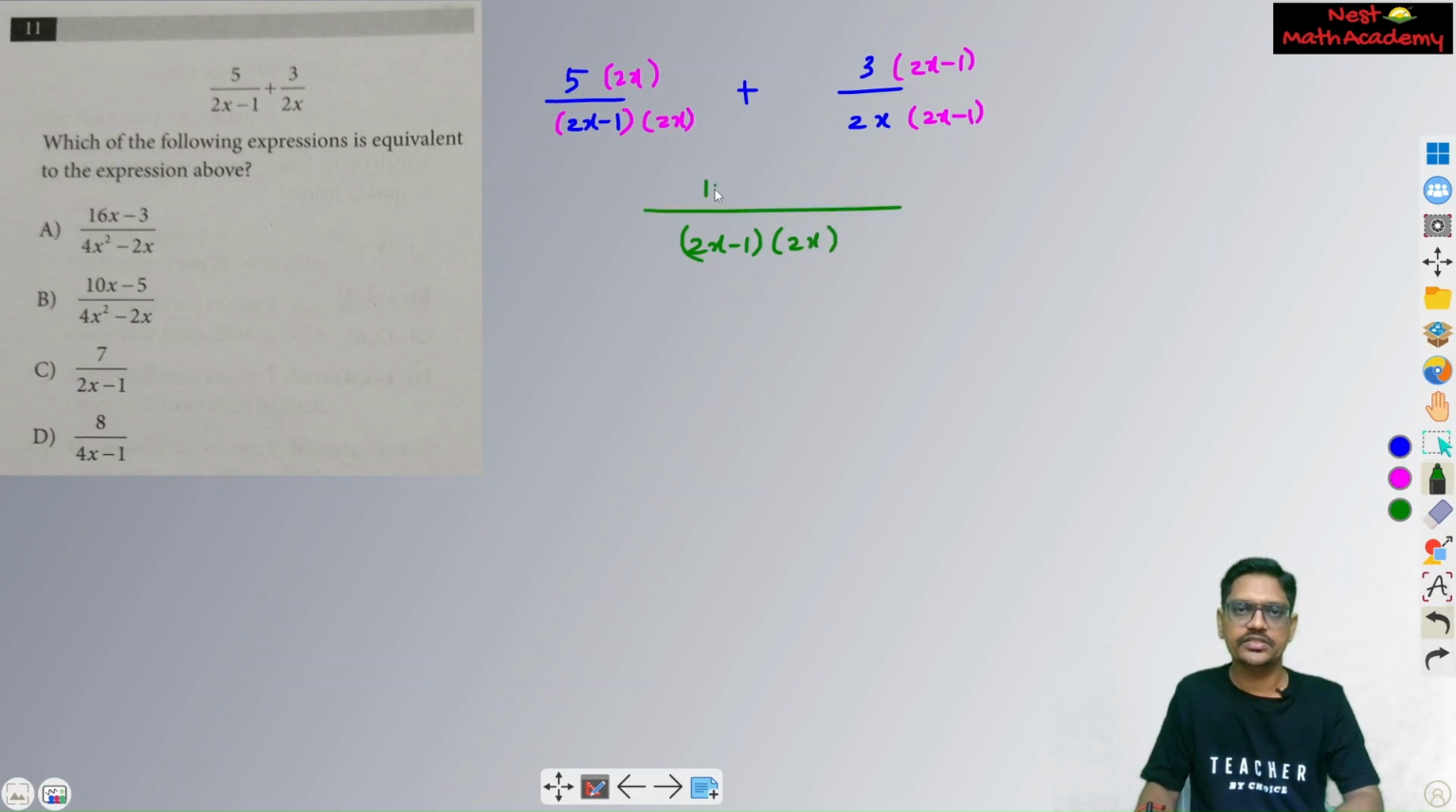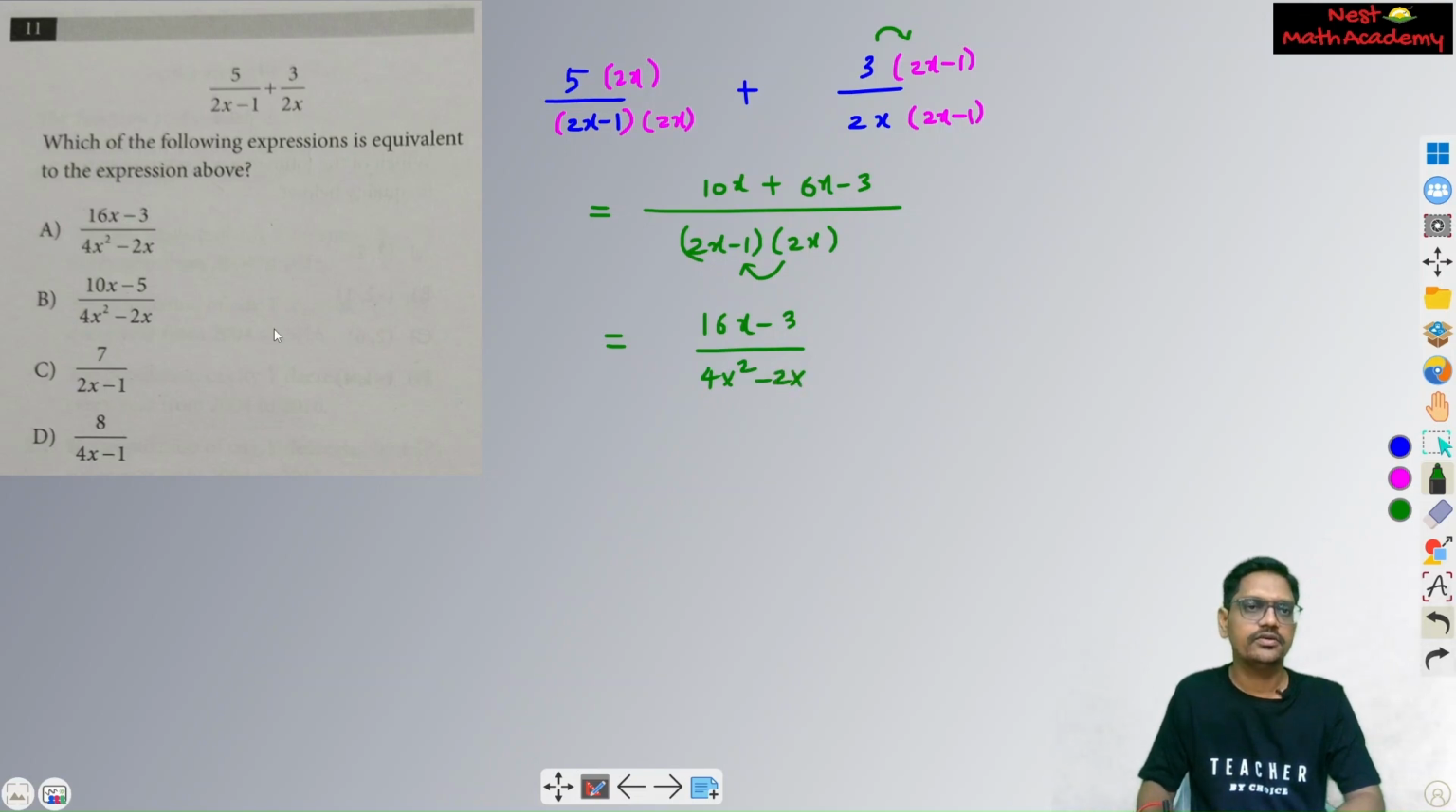5 times 2x is 10x. And here 3 is distributed into the brackets. We'll get 6x minus 3. Combining the like terms, 10 plus 6, 16x minus 3 over this, 2x is distributed into the brackets. 2x times 2x, 4x square minus 2x.